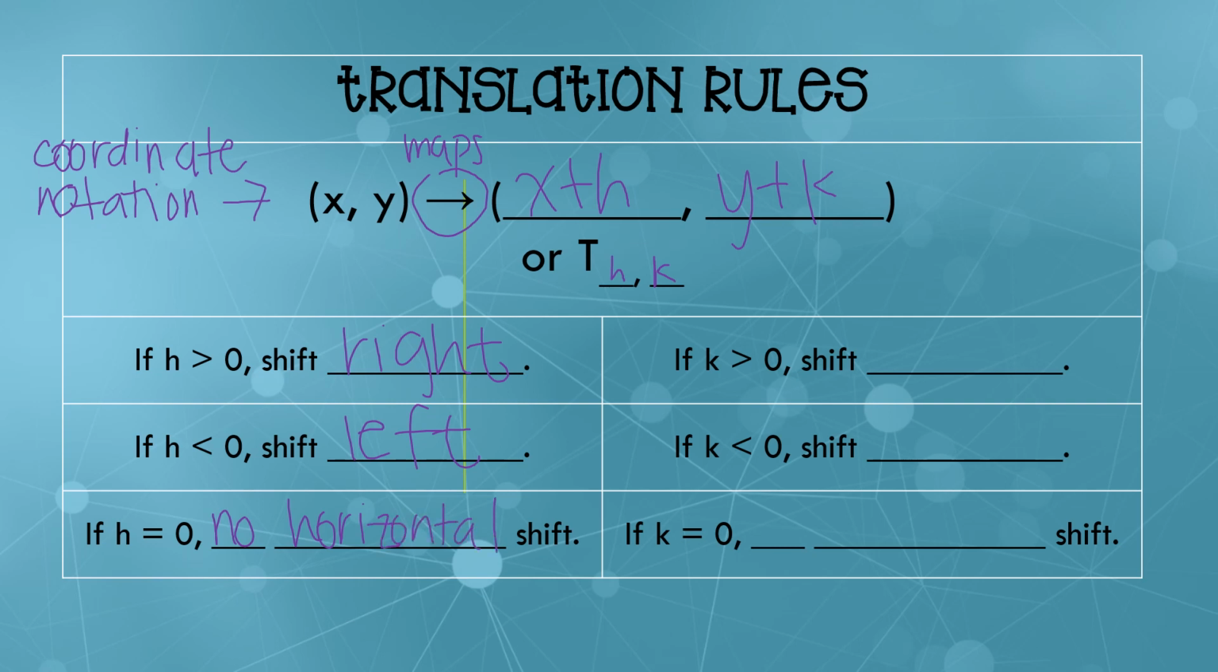Since k is attached to the y coordinate, it will make it shift up or down. So if k is greater than 0 or positive, it will shift up. If it's less than 0, it will shift down. And if it is 0, that would be no vertical shift.